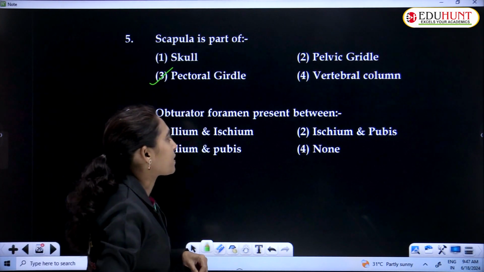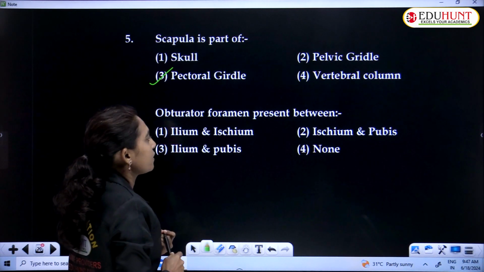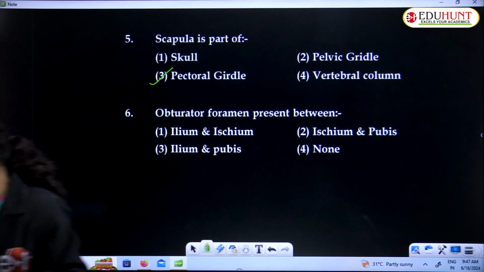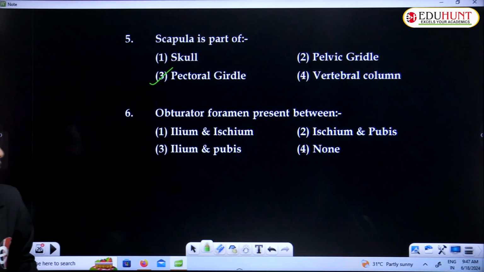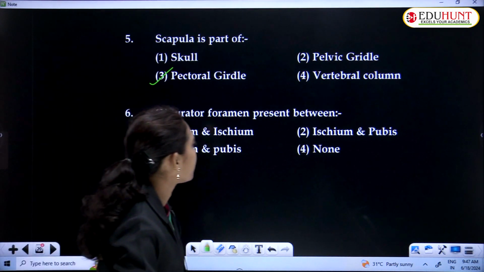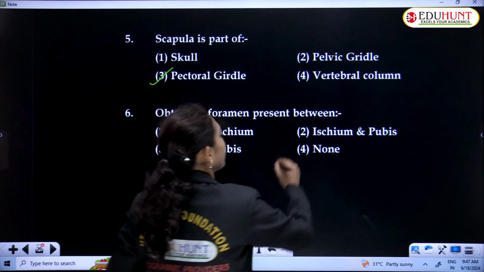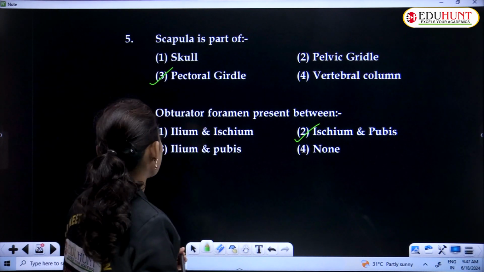The obturator foramen is present between the ischium and pubis.